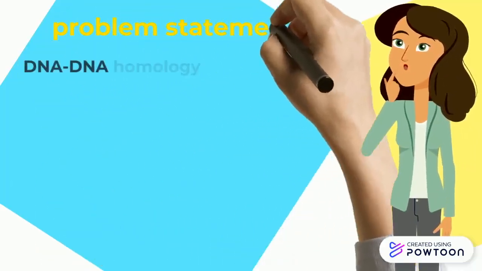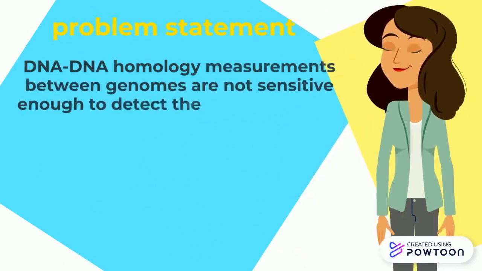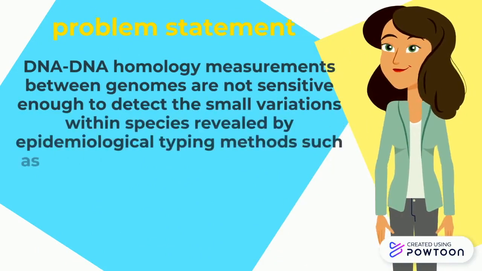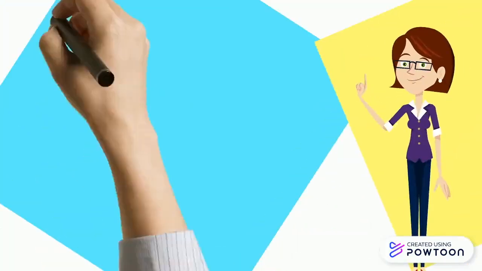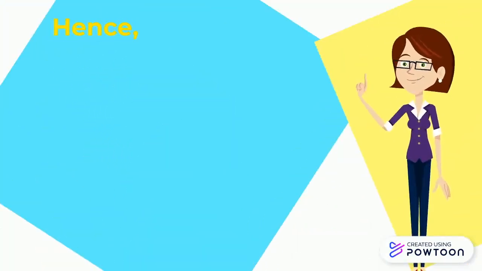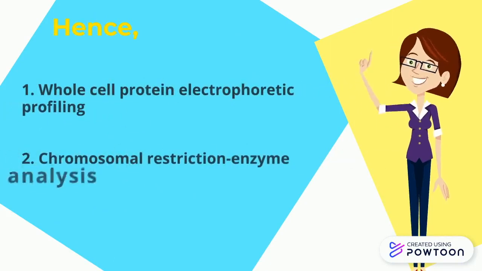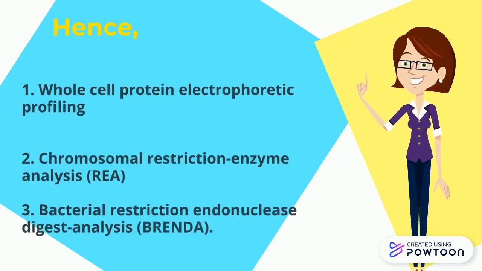DNA homology measurements between genomes are not sensitive enough to detect the small variation within species revealed by serotyping, bacteriophage typing, resistotyping and biotyping. Therefore, we can use DNA probe technology such as whole cell protein electrophoretic profiling, chromosomal restriction enzyme analysis, and bacterial restriction endonuclease digest analysis.